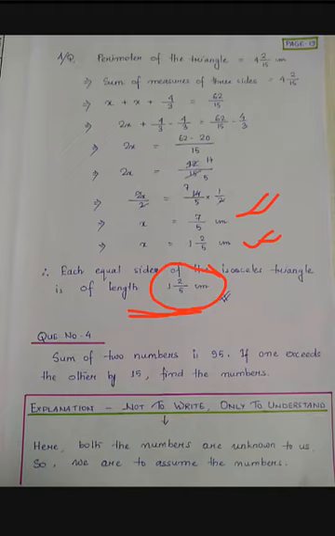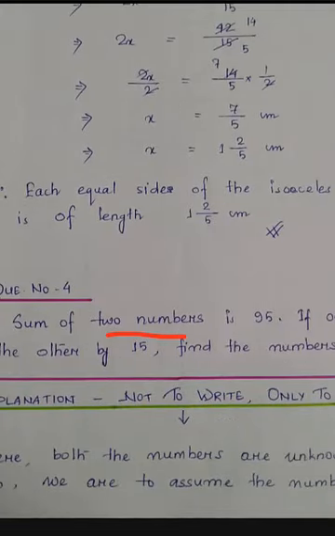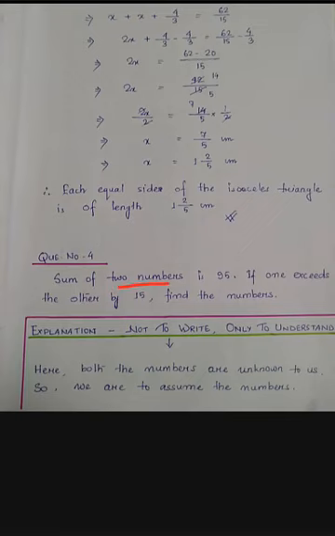Now looking at question number 4, what is said here? The sum of two numbers is 95. If one exceeds the other by 15, find the numbers. It is given that the sum of two numbers is 95. One exceeds the other by 15. Find the numbers.